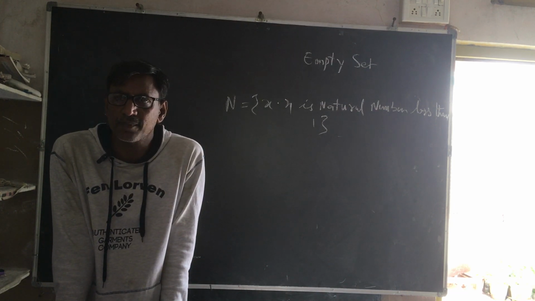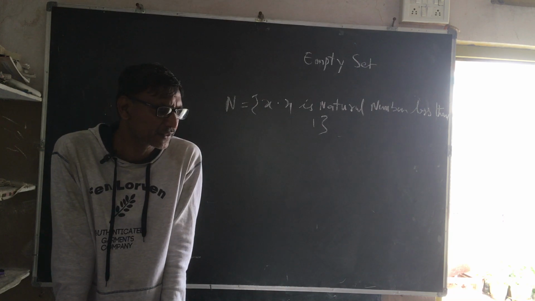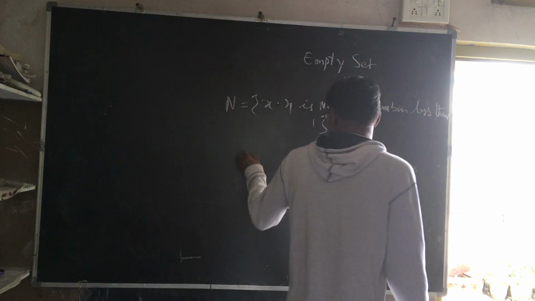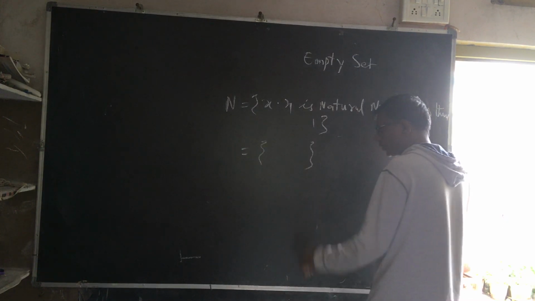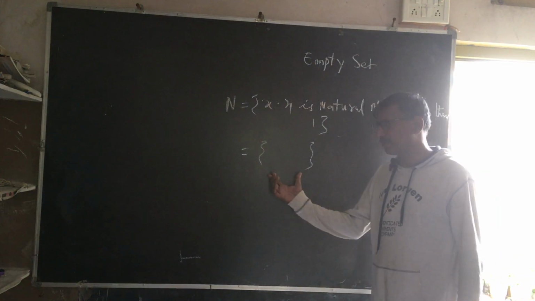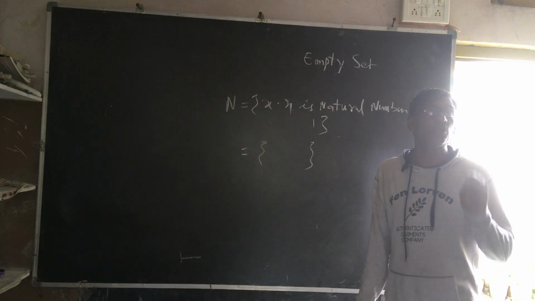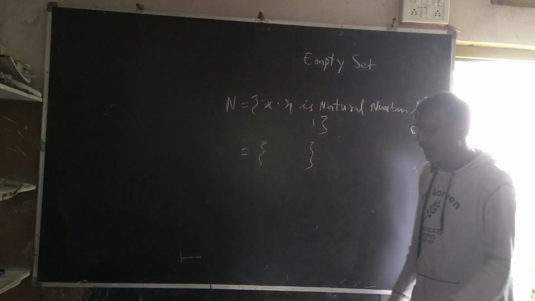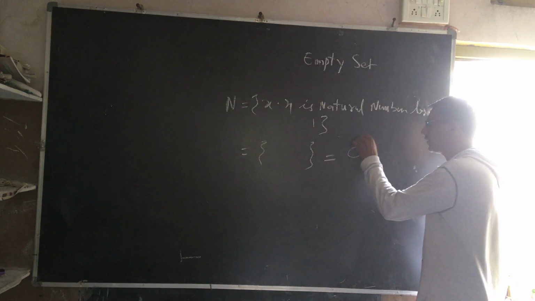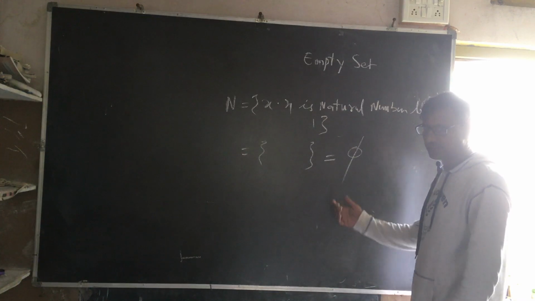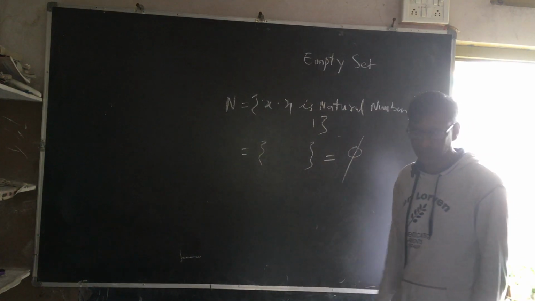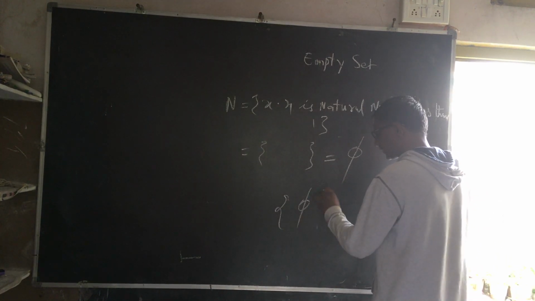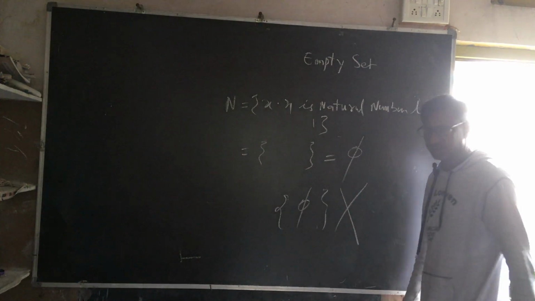Can you find any number less than 1 in the natural number set? No. That means there is no element in this set. Simply, we can use curly brackets and close them, but don't write anything. It is nothing but the empty set, and it is also denoted with phi. This is the symbol. We can use this one or this one. But don't write like this. This is not an empty set.